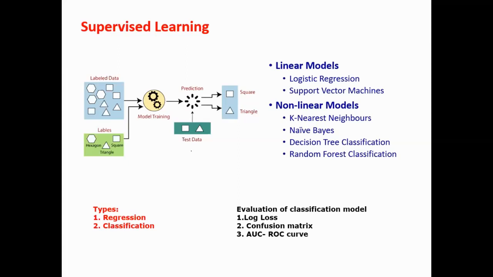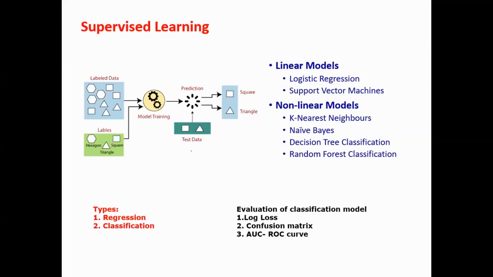In supervised learning, you are generating some linear models, for example logistic regression and support vector machine. And some nonlinear methods are k nearest neighbors, naive Bayes, decision tree classification, random forest classification. Particularly in supervised learning, the type of learning is either regression or classification. For regression, you may use lasso regression or multivariate regression, which you can easily apply in case of predictive modeling. For nonlinear models, there are the KNN algorithm, naive Bayes, decision tree, and random forest.